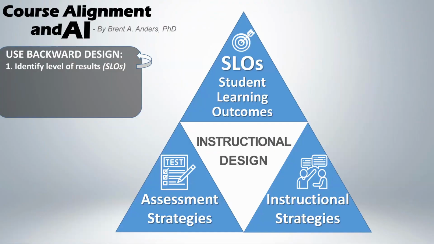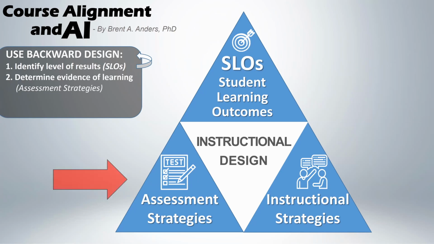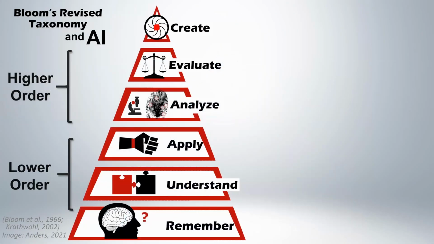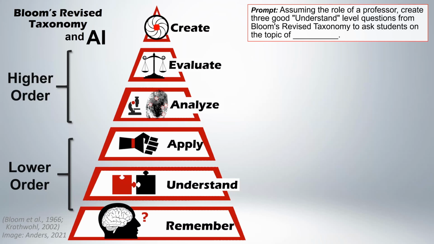Moving past this, we also can use AI to help us in determining evidence of the learning, meaning our assessment strategies. Within assessment strategies, again, we're looking at Bloom's revised taxonomy. We can pose a question such as, assuming the role of a professor, create 3 good understand level questions from Bloom's revised taxonomy to ask students on the topic of, and then we fill in the topic. So now we're using the AI to help us in creating assessment type questions to use with the student.